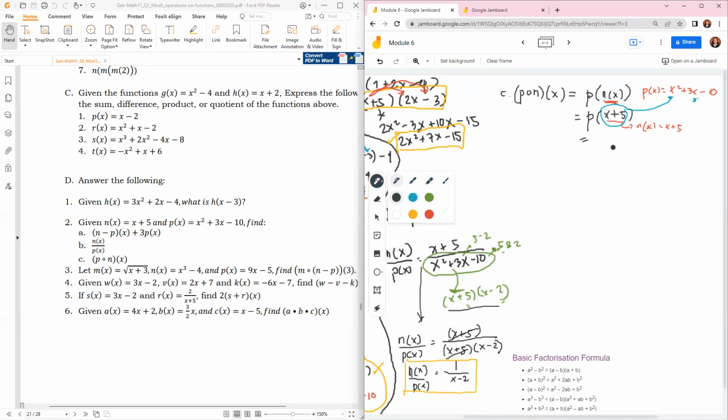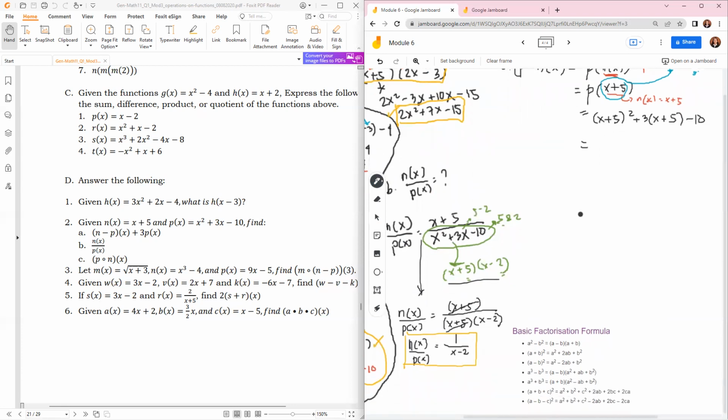So it will look like x plus 5 squared plus 3 times x plus 5 minus 10. Okay? So that is what it means: we substitute the definition of n of x, which is x plus 5, into P of x. Let's try to expand this. Using binomial expansion, we follow the format A squared plus 2AB plus B squared.